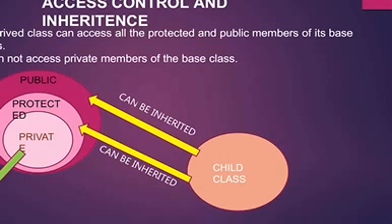Inheritance is transitive, so the last derived class acquires all the members of its base classes. Access control and inheritance: a derived class can access all the protected and public members of its base class.